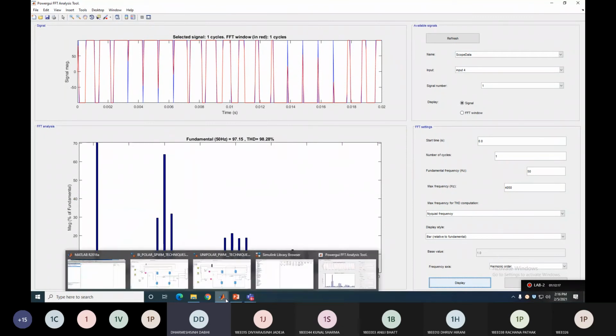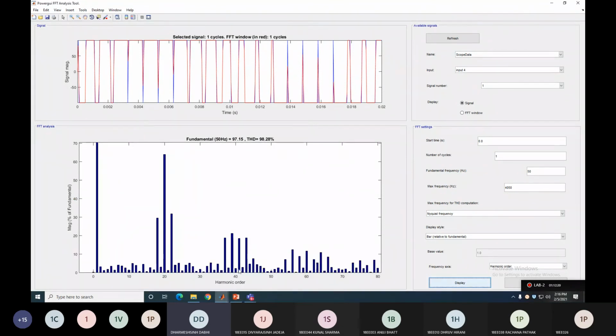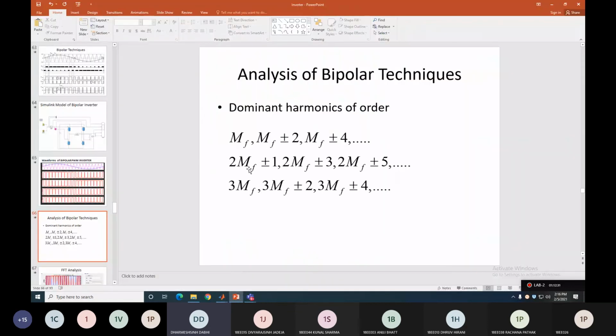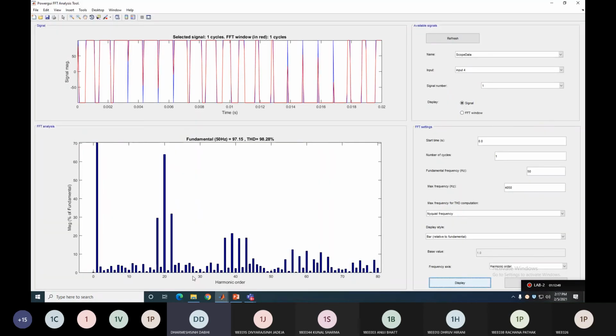Next level, what are the dominant harmonics? In the next level, you can see here 39 and 41. Because the dominant harmonic is 2 MF plus minus 1. MF is 20, so it is 40 plus minus 1, so it is 39 and 41. And second is 37 and 43. You can see it in this bar chart also. This is 39, this one is 41, this is 37, and this one is 43.